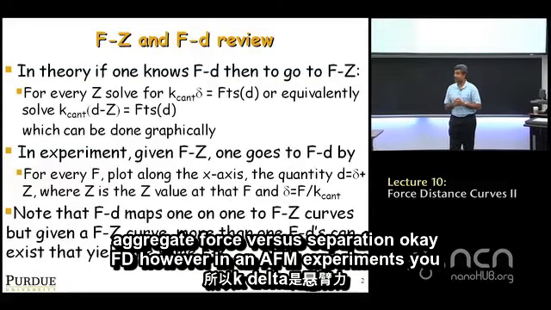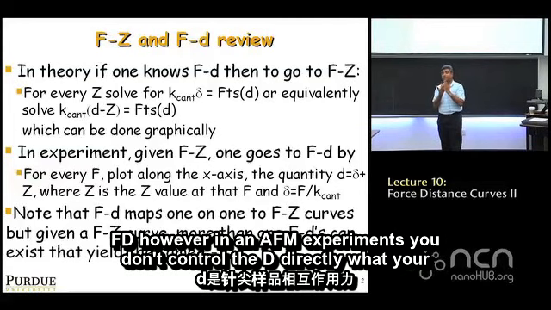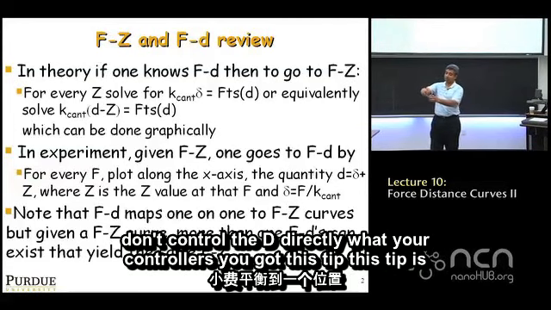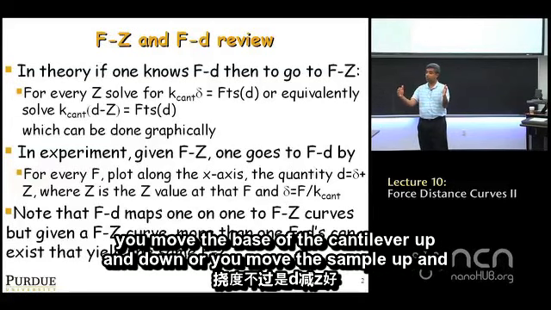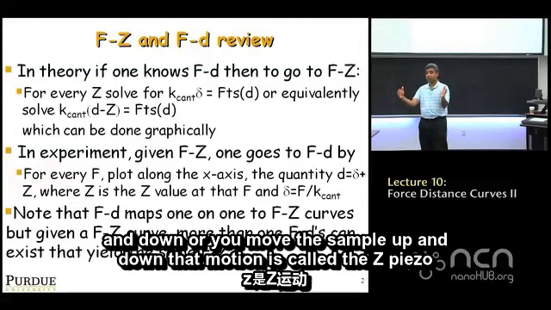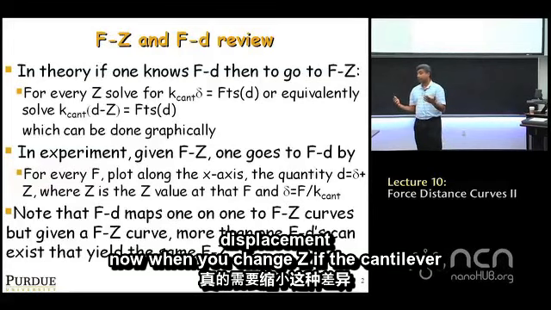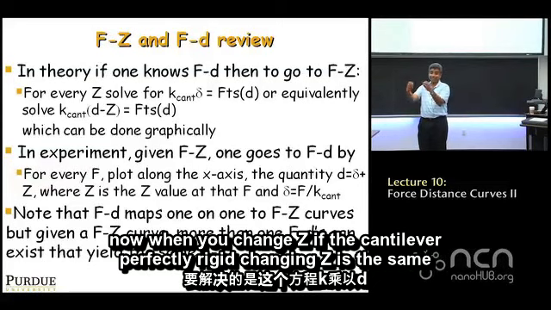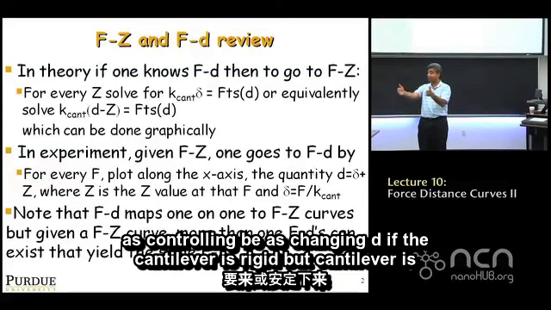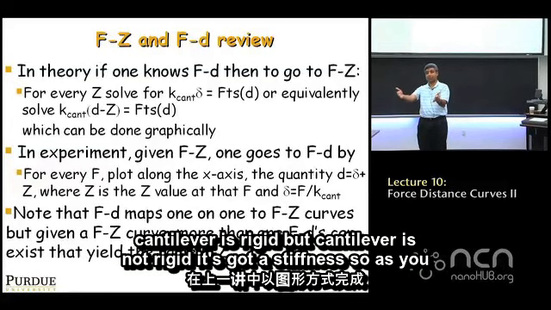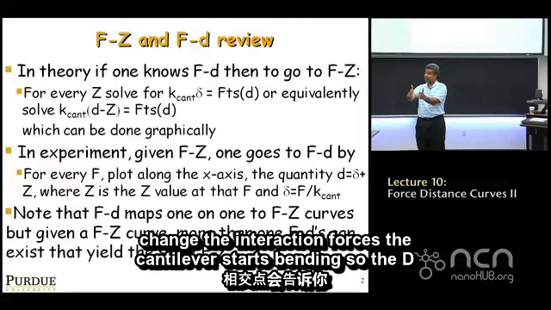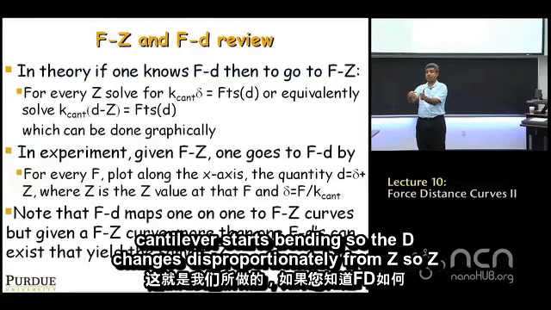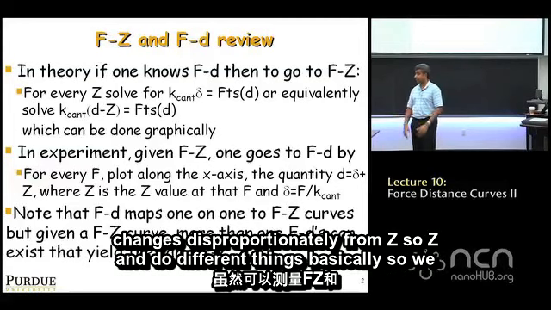However, in an AFM experiment, you don't control the d directly. What you control is, this tip is sitting on a cantilever. You move the base of the cantilever up and down, or you move the sample up and down. That motion is called the Z piezo displacement. Now, when you change Z, if the cantilever were perfectly rigid, changing Z is the same as changing d. But the cantilever is not rigid, it's got a stiffness. So as you change Z, the interaction forces change and the cantilever starts bending, so d changes disproportionately from Z. So Z and d are different things, basically.